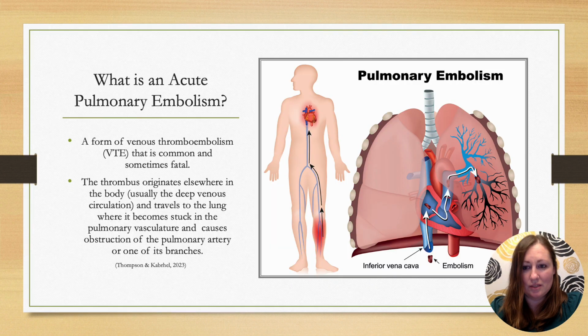A pulmonary embolism starts as a clot somewhere else in the body, most often in the deep venous system of the lower extremities. It can also start in the renal vasculature or in the deep veins of the upper extremities. The clot dislodges from its original site and migrates into the pulmonary vasculature, causing obstruction of the pulmonary blood flow.